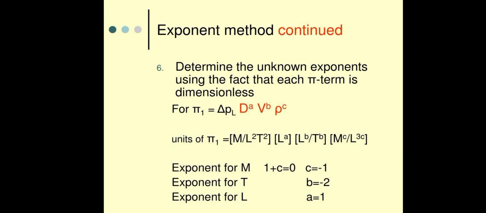So for pi 1, delta PL d power A V power B rho power C, the units of the pi term are, for delta PL, M by L T square, and d power A is L power A, V power B is L power B by T power B, and rho power C is M power C by L power 3C. The exponent for M gives 1 plus C is equal to 0. Therefore, the value of C is equal to minus 1. The exponent for time gives B is equal to minus 2. The exponent for length gives A is equal to 1. So A, B, C are the exponents of the basic dimensions like length, time and mass. We find C is equal to minus 1, B is equal to minus 2, A is equal to 1.